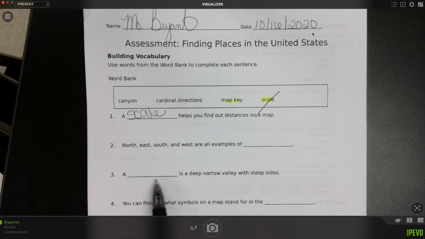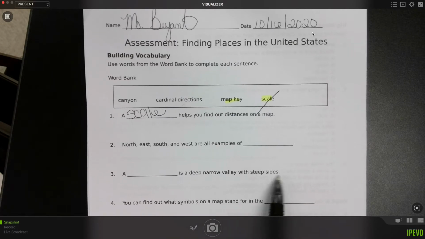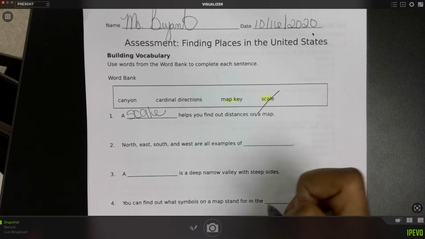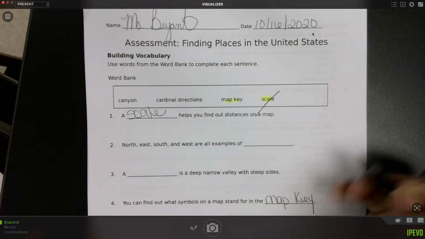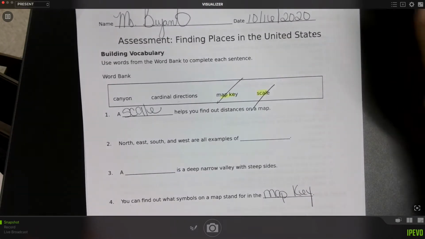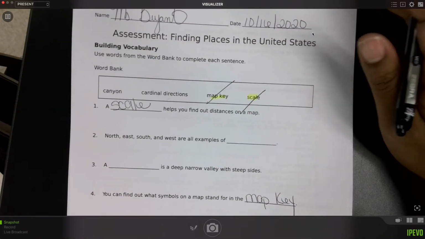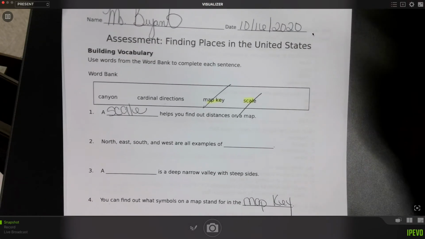3. A blank is a deep, narrow valley with steep sides. 4. You can find out what symbols on a map stand for in the map key. All right, you guys do the other two. 2 and 3 will be for you guys to do. You flip the page.